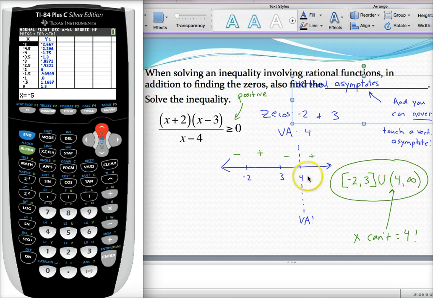But notice at 4, I used a parentheses because even though I'm allowed to be equal to 0, plugging in 4 for x is not okay, because if I make x 4, I'd be dividing by 0, and that can't happen. So that's why I said before, make sure you make a big note in your number line about how 4 is actually a vertical asymptote. No matter what, I can't touch that. So there are the two intervals where the graph is positive.